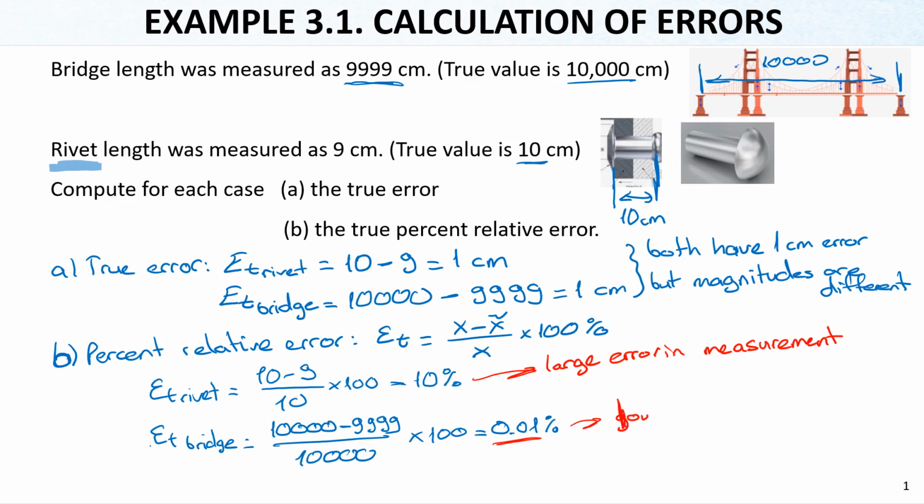Let's say low error means good job on measuring the bridge. So it is important to have this interpretation. That's why we prefer to use percentage relative error. As you can see, this is a very nice example to simply show how effective it is.